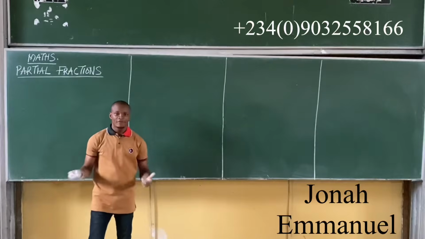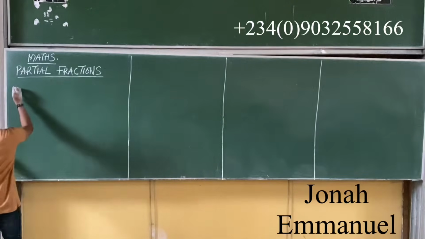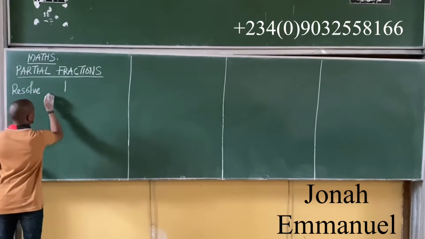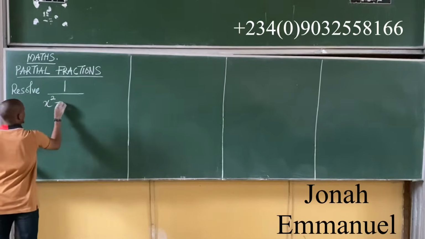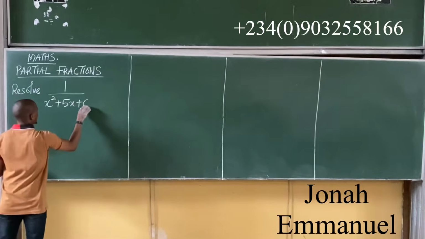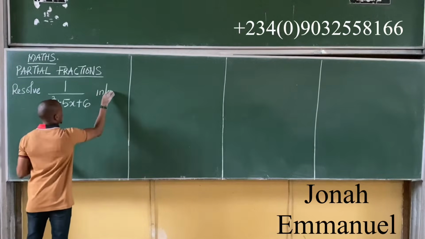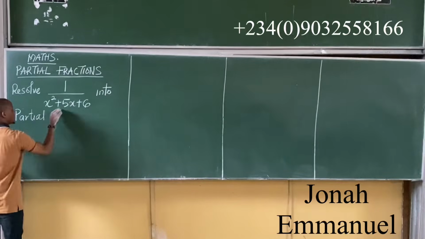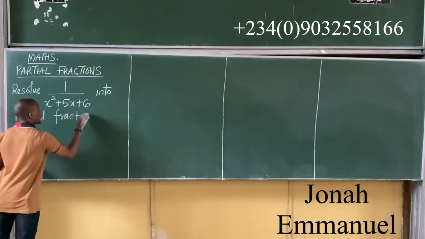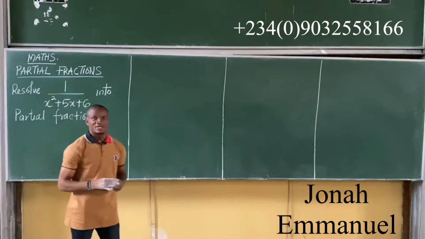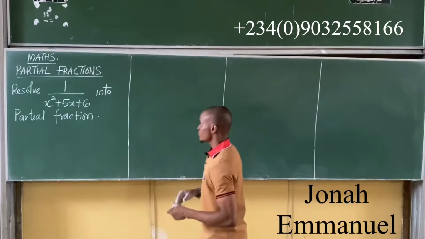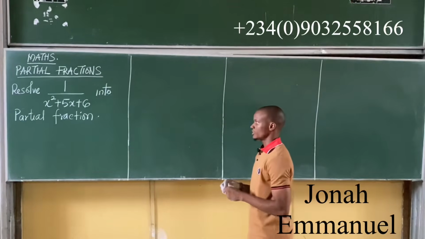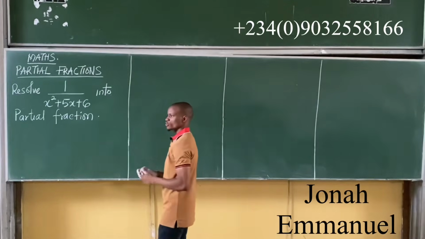Alright, for the first example, example 1, let's resolve 1 all over x squared plus 5x plus 6 into partial fractions. Alright, so let's consider this example. Here we are asked to resolve 1 over x squared plus 5x plus 6 into partial fractions. Solution to this.